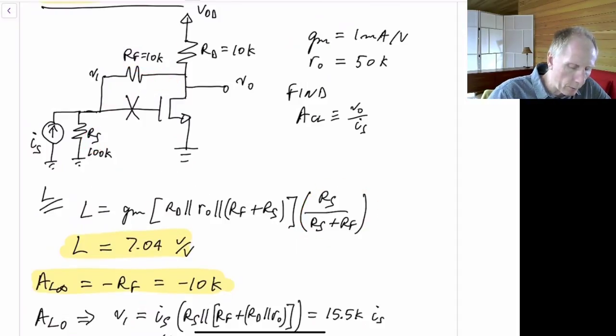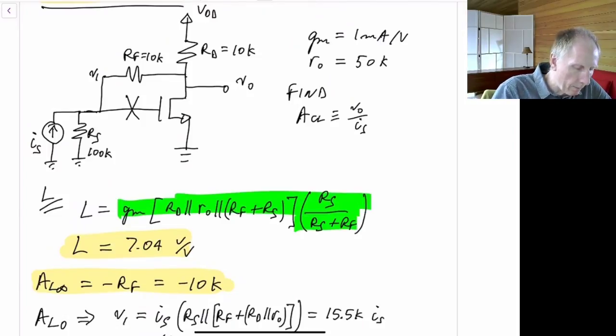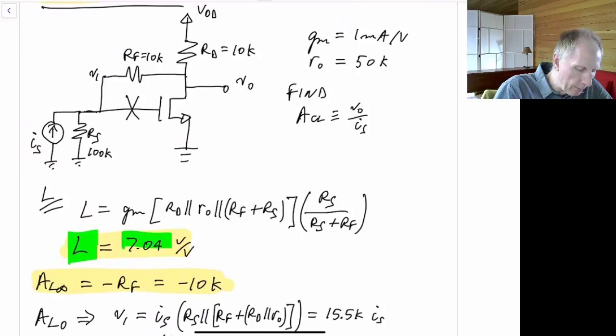So right on the circuit, we can actually write down the equation for L. And as I said, the negative sign canceled out because our gain, L, is defined as minus VR divided by VT. So if you multiply all these out, you'll end up with L equal to 7.04 volts per volt.